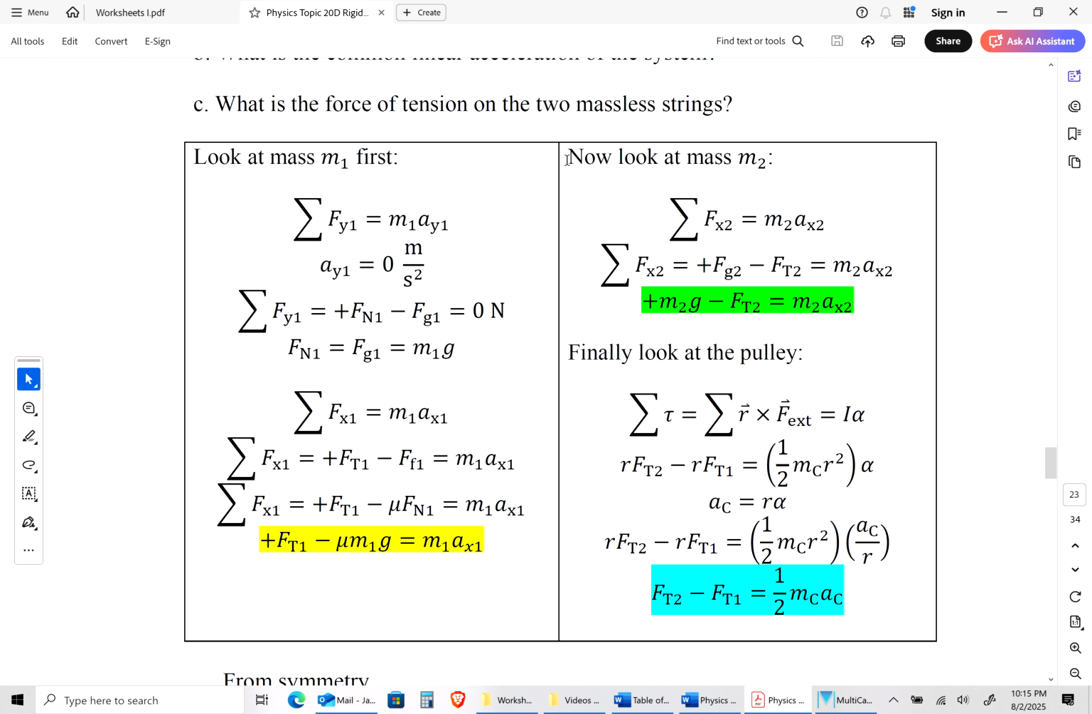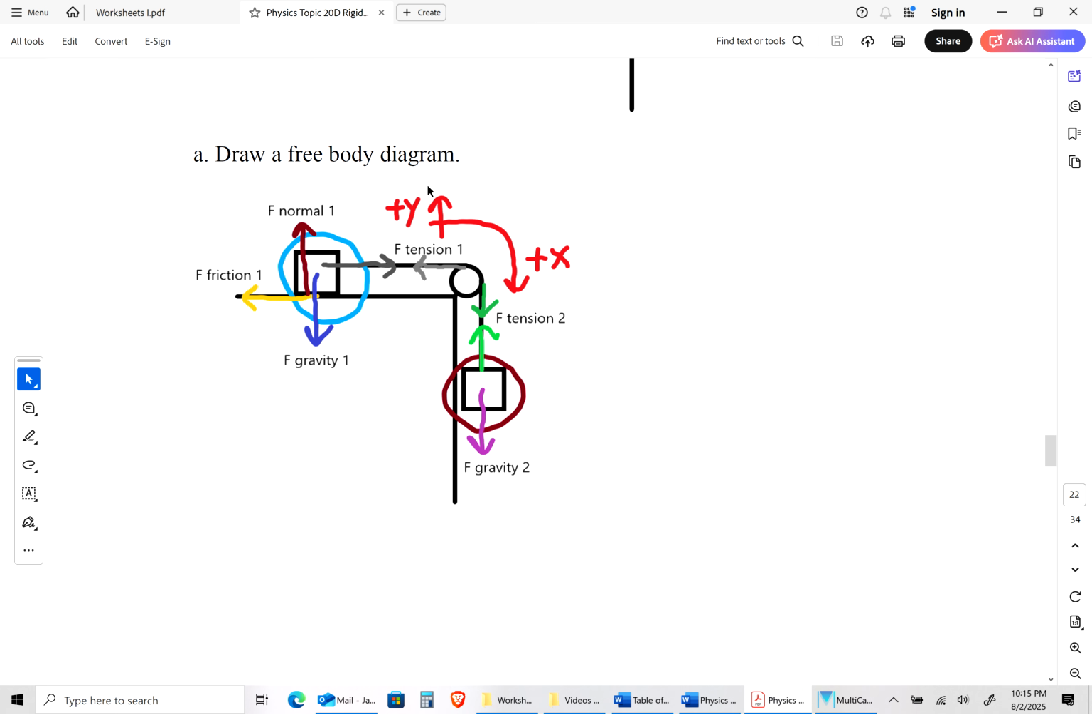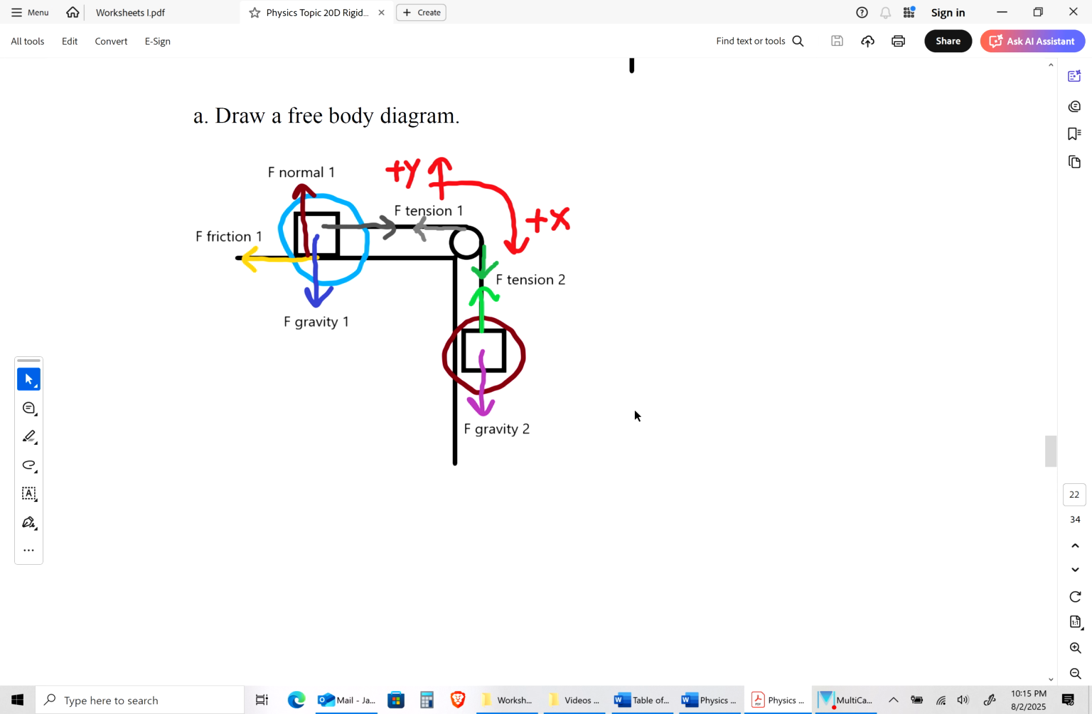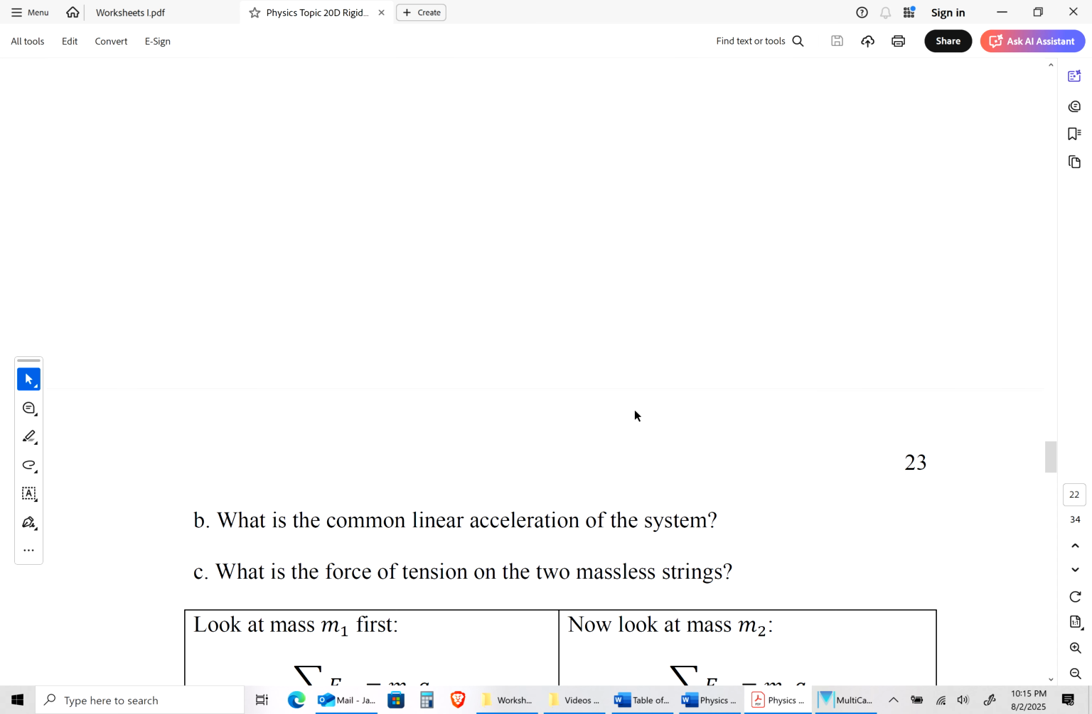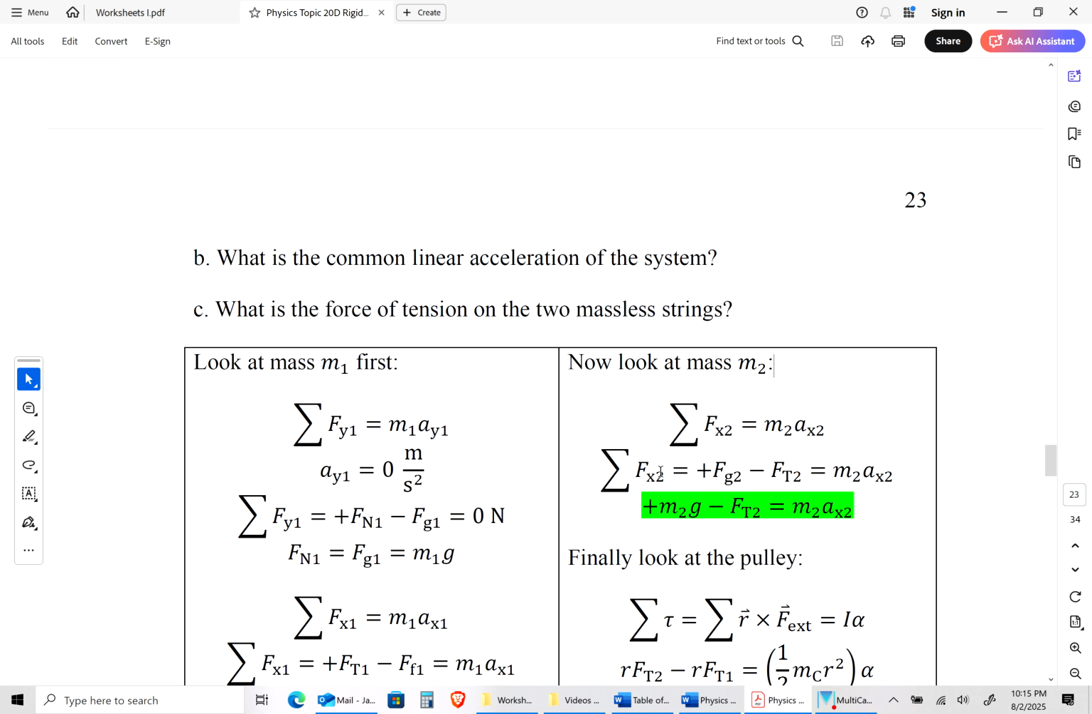Let's take a look at mass m2. Remember, positive x is clockwise. So what forces do we have on mass 2? Plus force of gravity minus force of tension 2. So plus mg minus force of tension 2.